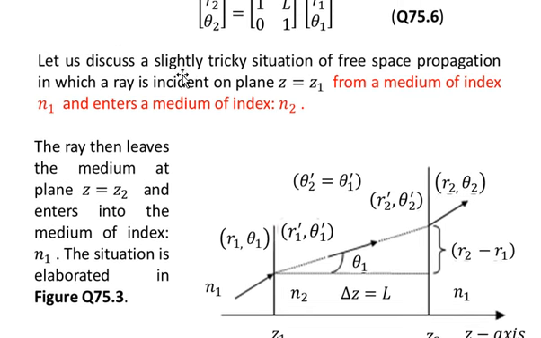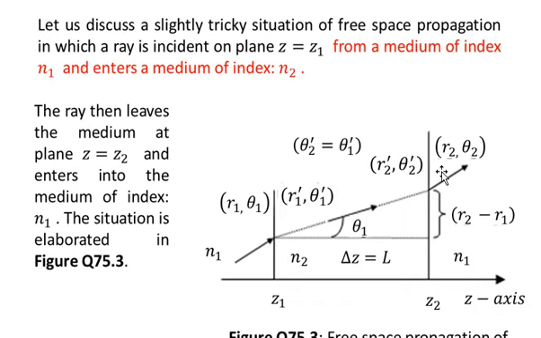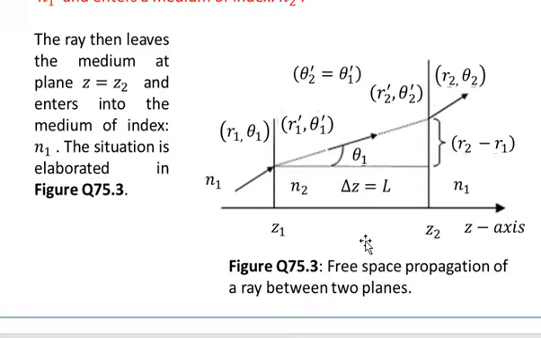So let's discuss a slightly tricky situation of free space propagation in which a ray is incident on the plane z equal to z1 from a medium of index n1 and enters a medium of index n2, and then it will leave the z equal to z2 plane and will again enter into the same medium, that is the medium with refractive index n1. The situation is elaborated in figure question 73.3 as shown in the figure.